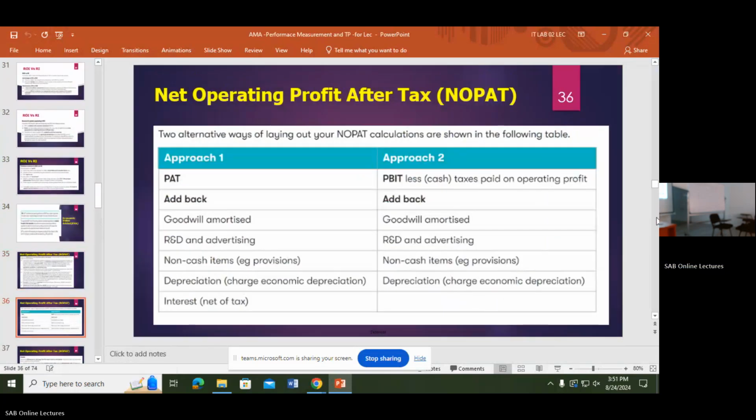Now first we need this net operating profit after tax. So what is the net operating profit after tax formula? Profit after tax. We can now simplify the lot. This is residual income. Then economic value added, net operating profit after tax minus capital charges.